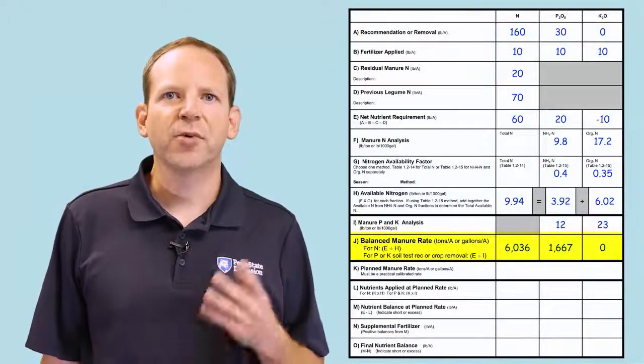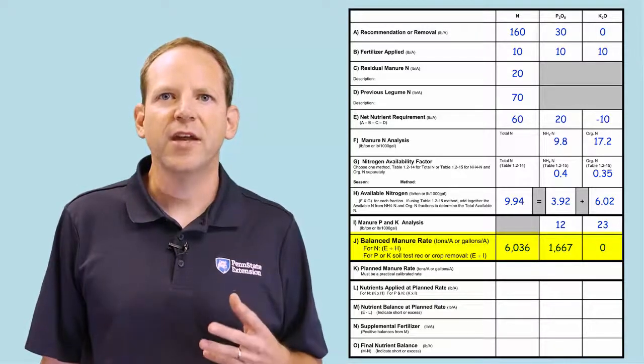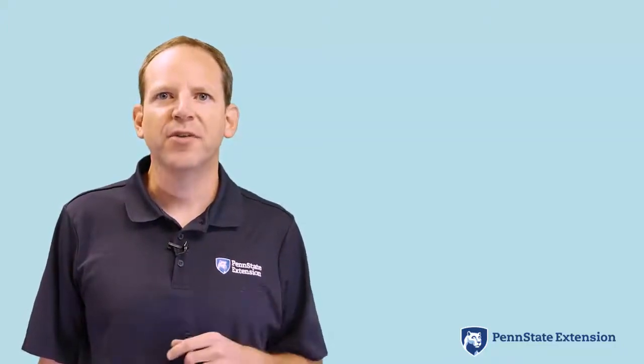So now we've calculated the different manure application rates that would provide the correct amount of N, P, or K to meet the respective net nutrient requirement. But what rate will the farmer actually use in the field? That's what we call the planned rate, and how to choose a planned rate and calculate the nutrients applied in that planned rate is the topic of the next video in the series.